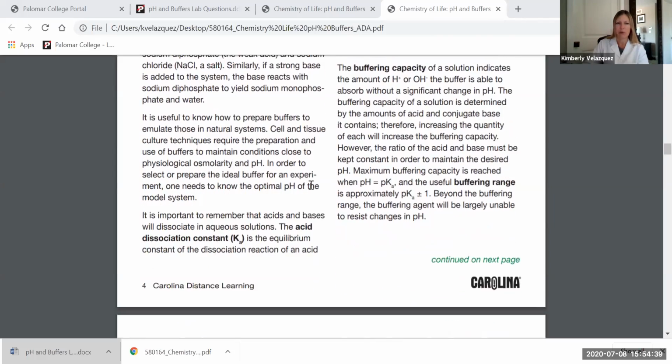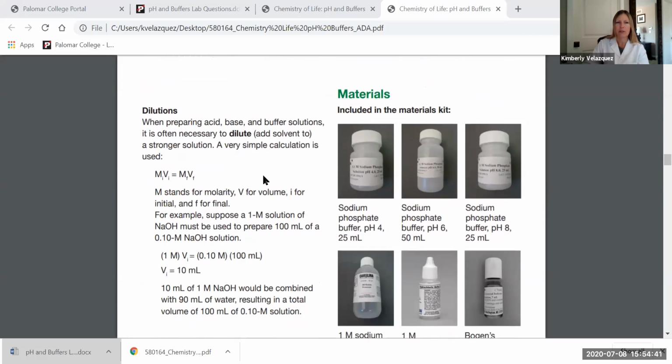Otherwise, you can just read about buffers, which you should already know about. Okay, this is where you need to really focus though: dilutions.